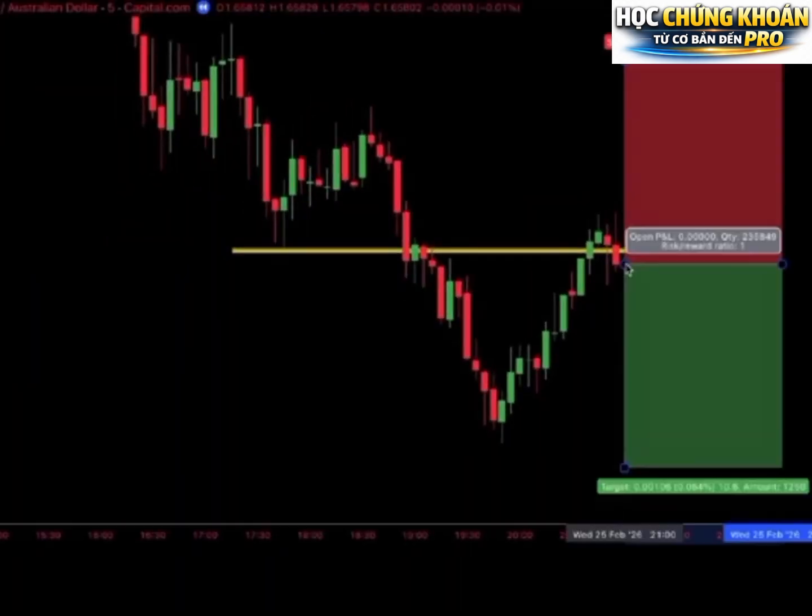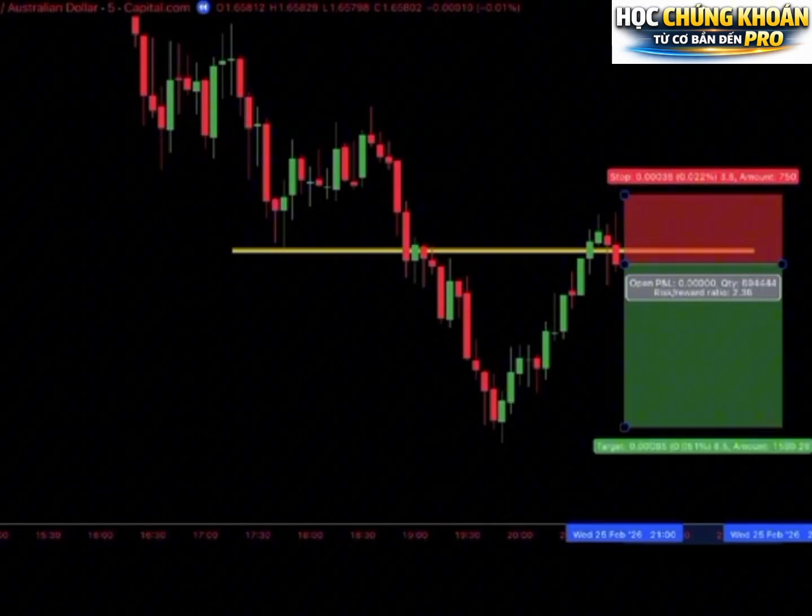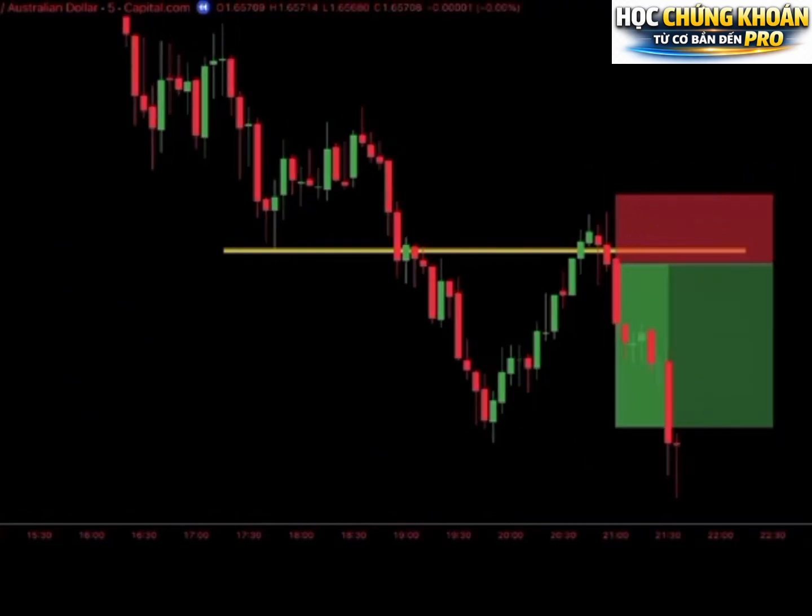Now we go back to the 5-minute time frame to execute the trade. We enter at the close of the signal candle, place our stop loss just above the resistance level to protect our position, and set our target at least twice the risk we are taking, ensuring a minimum risk-to-reward ratio of 2-to-1. And as you can see, after entering the trade, the market continues moving downward and reaches the target.